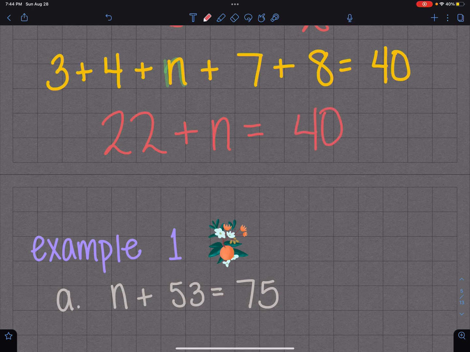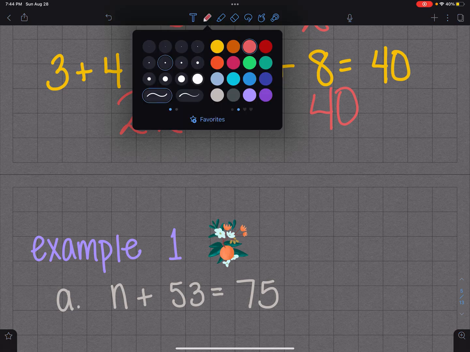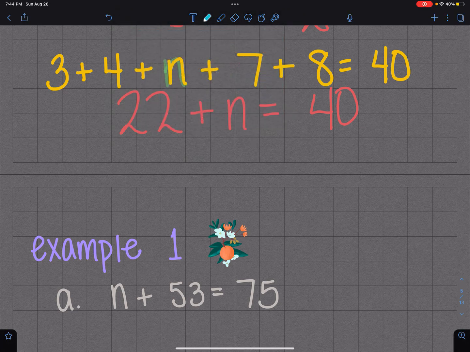All right, easy peasy, right? And then I solve that just like I did the 2 plus n is 5, right? So I'm going to do the same thing to both sides of the equation. I'm going to subtract 22, and then I end up with n is equal to 40 minus 22.